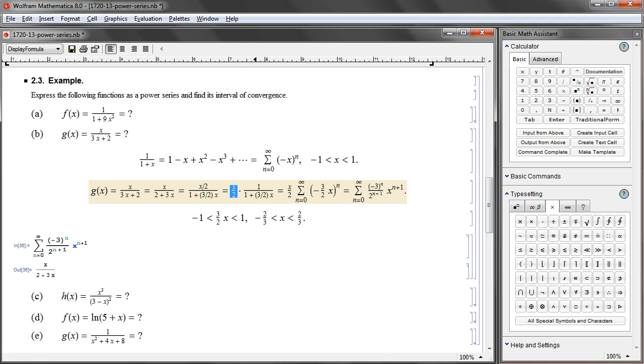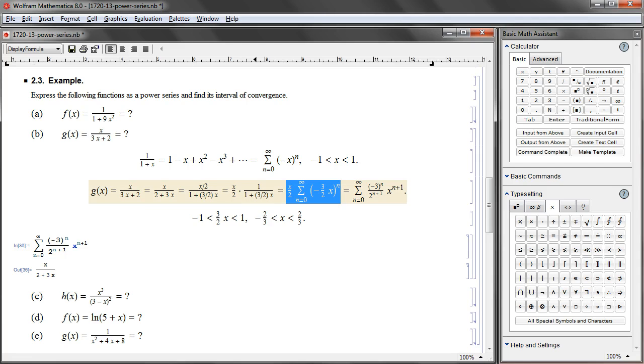So what we have is 1 over 1 plus 3/2 of x. And that 3/2 of x will replace x in the previous formula. Basically what happens is this one will be replaced by 3/2 of x. And that's what this formula is all about.